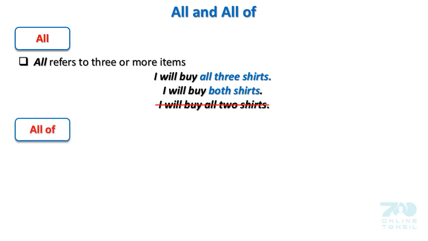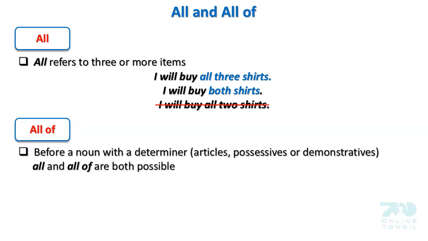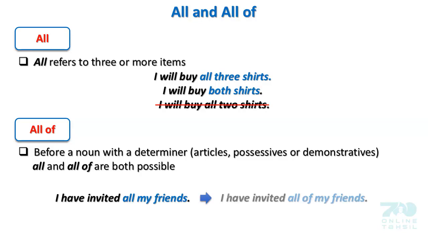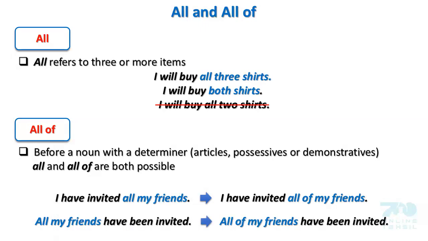All of. Before a noun with a determiner (articles, possessives or demonstratives), all and all of are both possible. I have invited all my friends. Or, I have invited all of my friends. All my friends have been invited. Or, all of my friends have been invited.